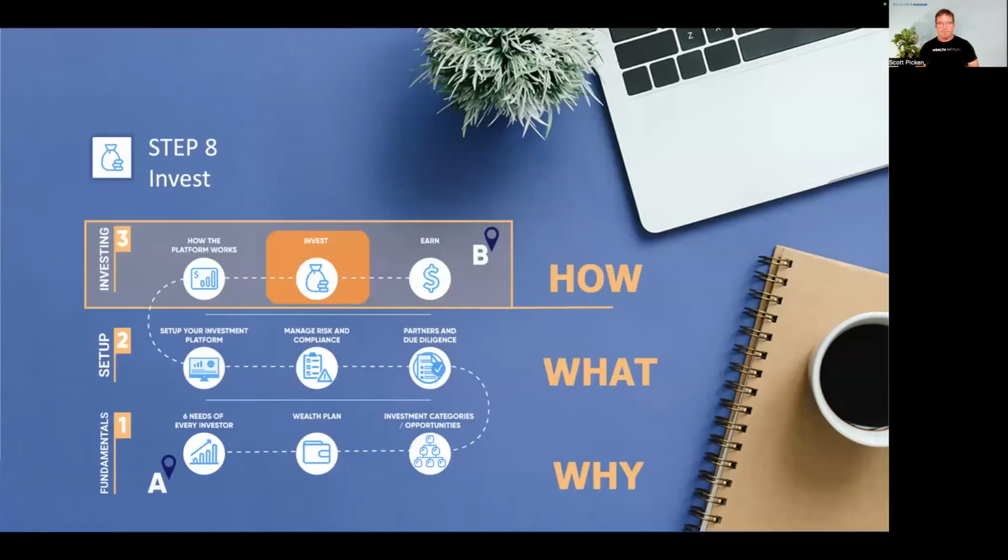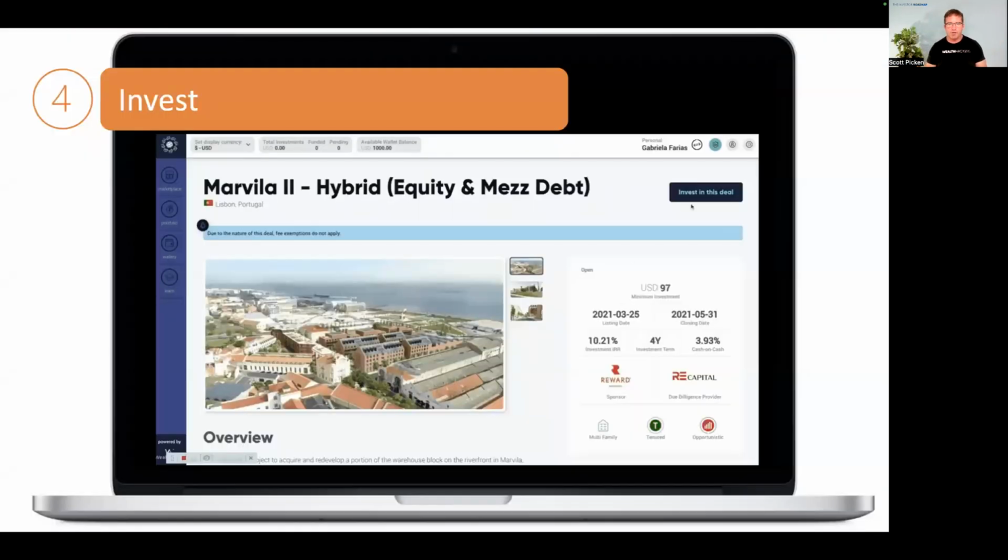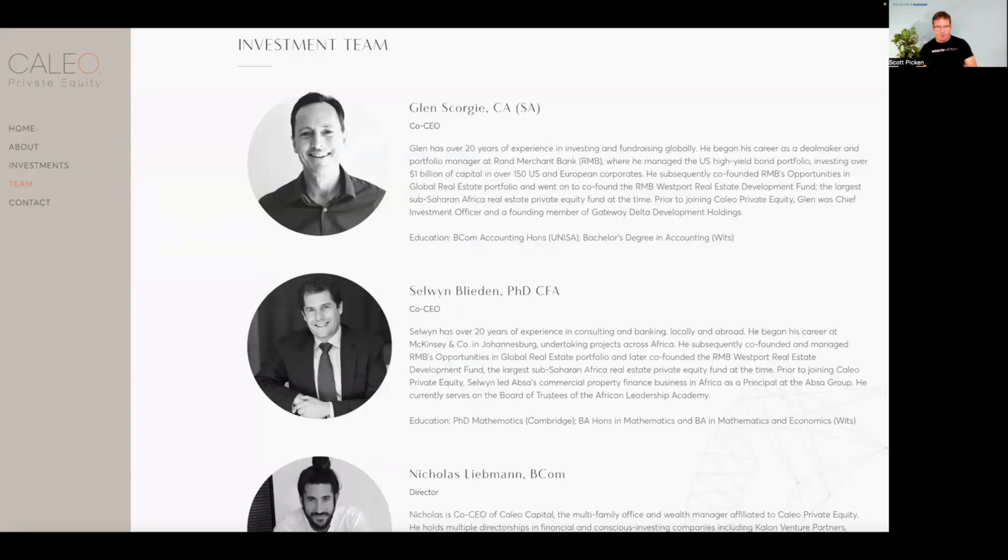So that's step 7. And I kind of got a little bit excited because I've already gone to step 8 and I've literally shown you how to invest. But I wanted to give you a little bit of an example of the type of teams we deal with. So this is Callio Private Equity. Glenn is a CA. His partner Selwyn is a PhD CFA. CFA is even higher than a CA. And he's actually got a PhD from Cambridge University. And both of these gentlemen have been in the institutional space. They've been investing for over 20 years in property, in big funds around the world.